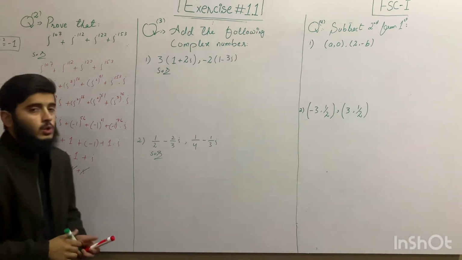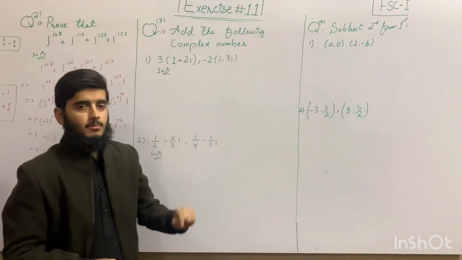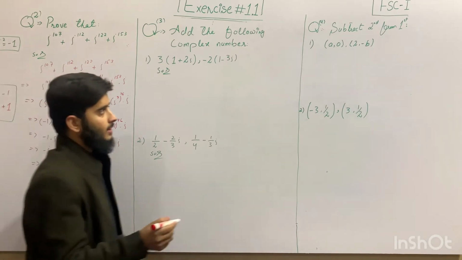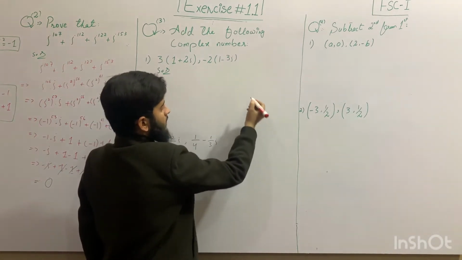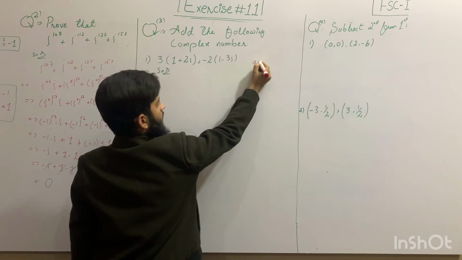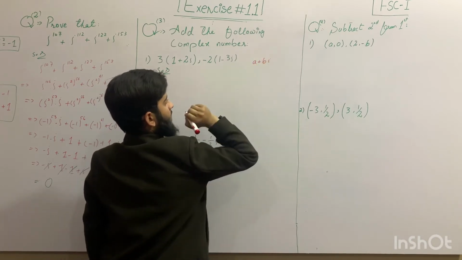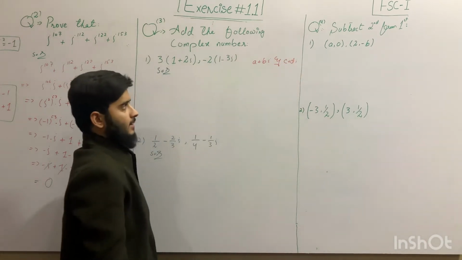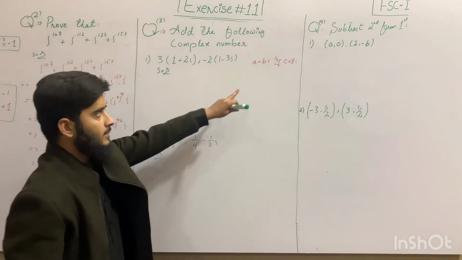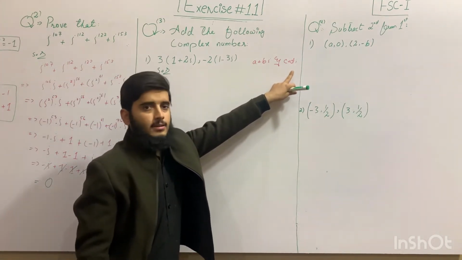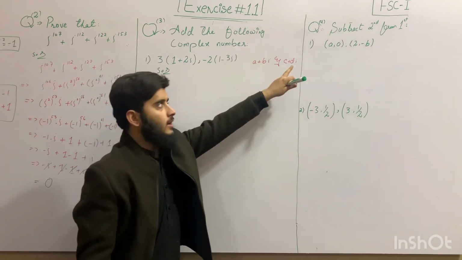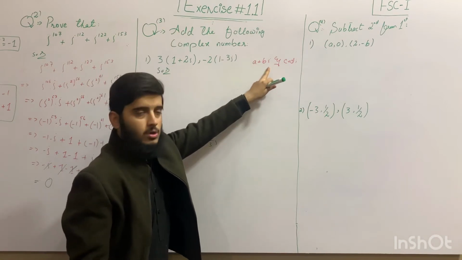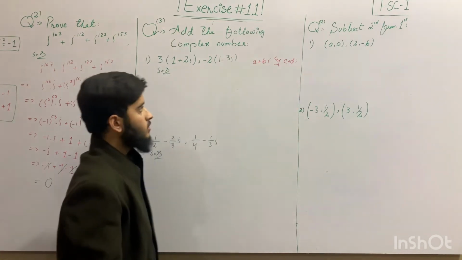Now the second question is add the following complex numbers. We are going to add the complex numbers, but before starting this question, remember that we always add numbers of the form a plus b iota and c plus d iota. Whenever we have complex number addition, we will check these things. A will add with c, remember, and b iota will add with d iota. Always we will try to add the real part with the real part and the iota term with the iota term, right?